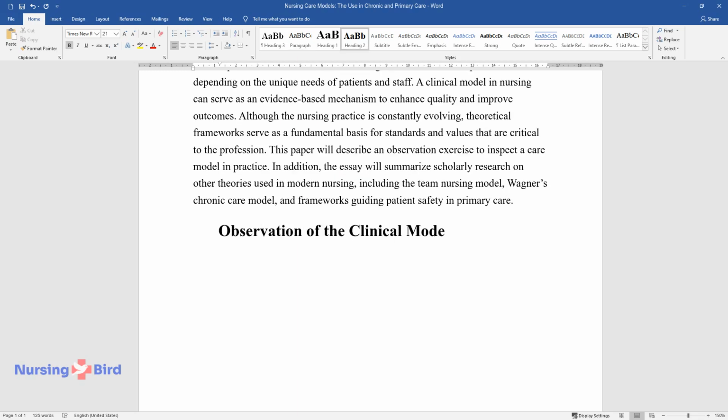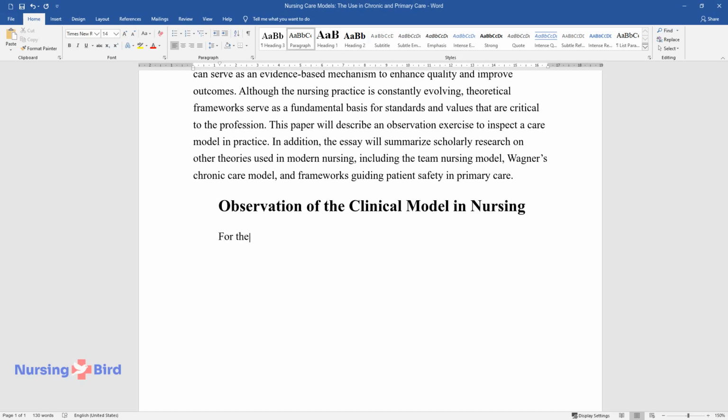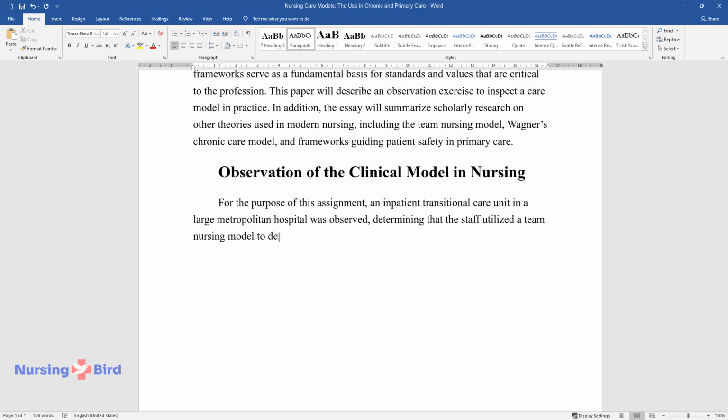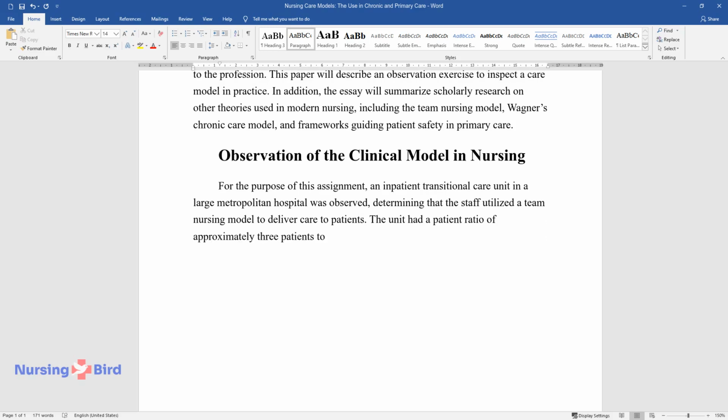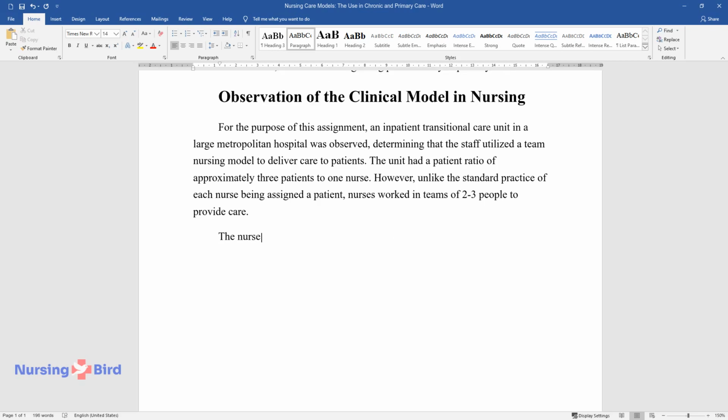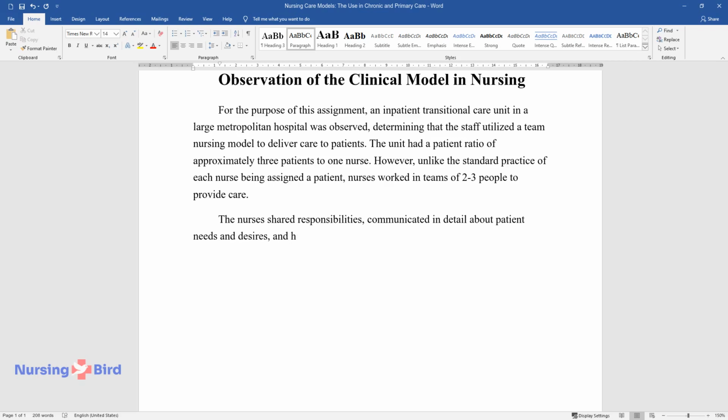Observation of the clinical model in nursing. For the purpose of this assignment, an inpatient transitional care unit in a large metropolitan hospital was observed, determining that the staff utilized a team nursing model to deliver care to patients. The unit had a patient ratio of approximately 3 patients to 1 nurse. However, unlike the standard practice of each nurse being assigned a patient, nurses worked in teams of 2 to 3 people to provide care. The nurses shared responsibilities, communicated in detail about patient needs and desires, and held each other accountable for fulfilling required tasks.